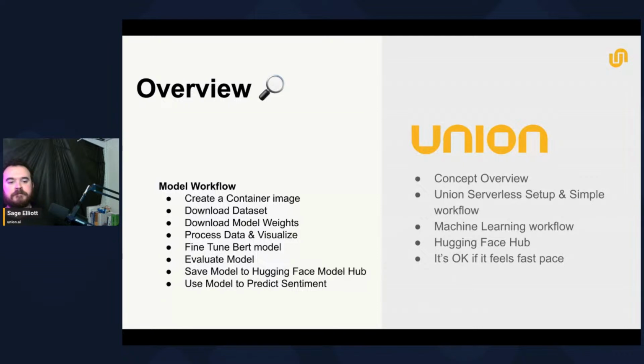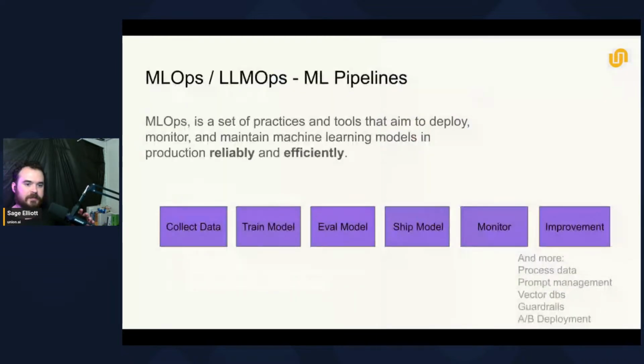That's totally fine. And then for the workflow, we're going to be creating a container image, so it's going to be a very reproducible environment. We're going to download a dataset, download model weights, process data, and visualize that data. We're going to fine tune a transformer model, evaluate that model, and then save the model to Hugging Face Hub. Then we'll look at a couple ways that we can use that model that we've trained to predict sentiment, and then maybe talk about what we could do further in production with that. And so this is actually the core of a lot of ML pipelines that you might be building.